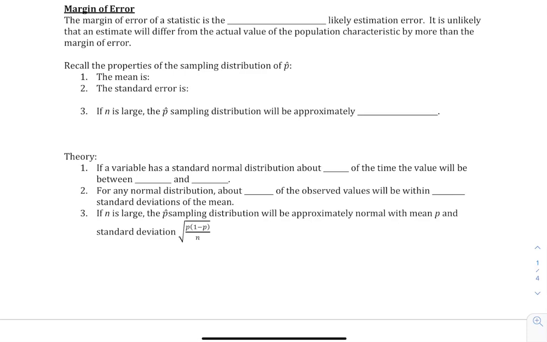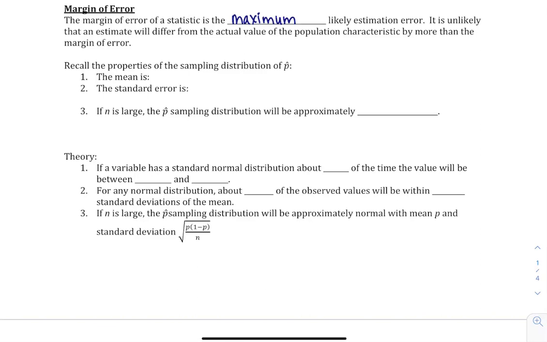Now let's take a look at this idea of margin of error. The margin of error of a statistic is the maximum likely estimation error. We know that there's going to be some sort of error in our estimation, and the margin of error provides us with the maximum likely amount of that error. So it is unlikely that an estimate will differ from the actual value of the population characteristic by more than this margin of error. So let's recall a few properties for the sampling distribution of p hat.